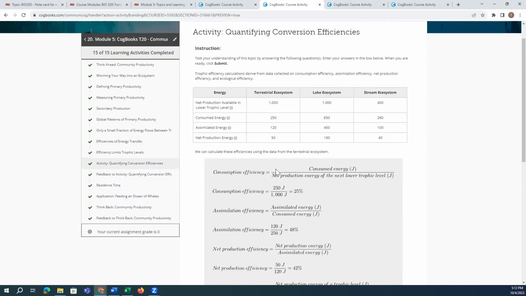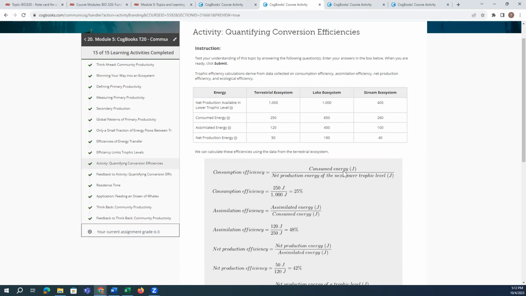For the exam, you would see something very much like this, where you get a table with your different energy levels on the side in joules, and it might have one, two or three environments, depending on the size of the table. It could ask something as simple as, what is the consumption efficiency for the terrestrial ecosystem? Knowing what that equation is, I recommend putting these on the note card.